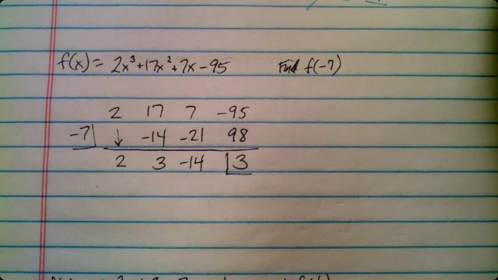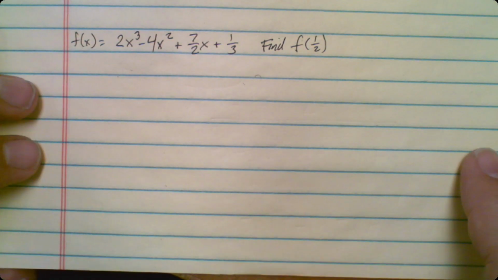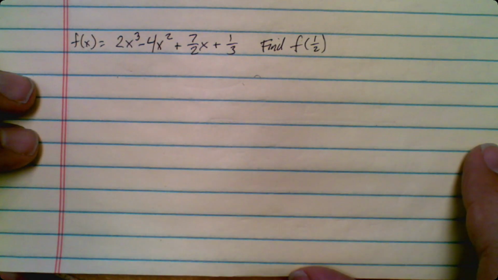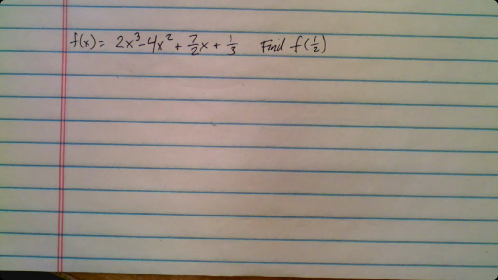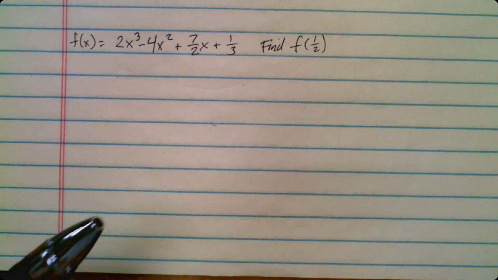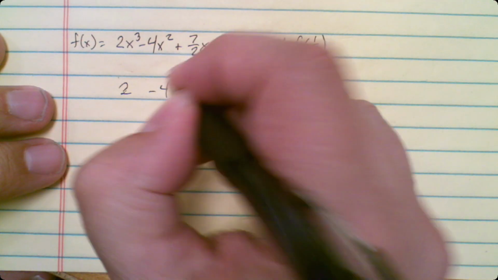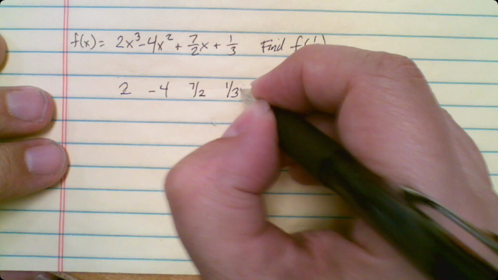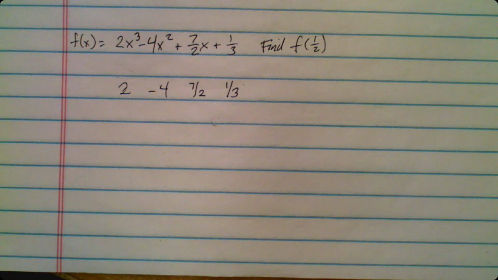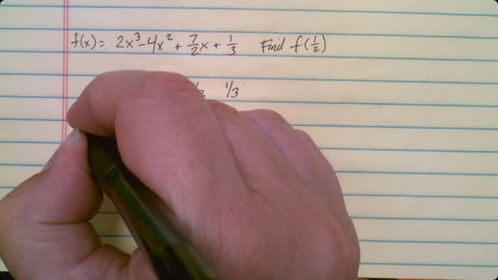All right, one more example, and then we'll wrap this up. Here we go. I've got 2x to the third minus 4x squared plus 7 halves x plus 1/3. And I want to find f of 1/2. So here we go. 2, negative 4, 7 over 2, 1 over 3.